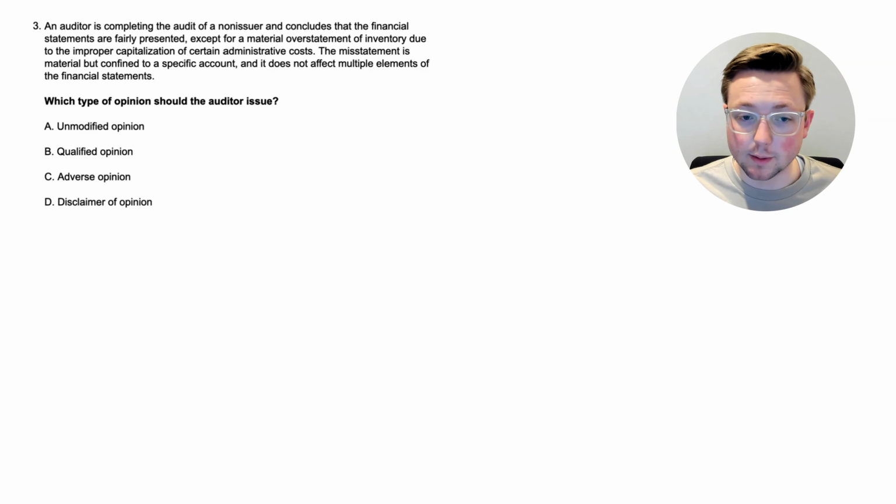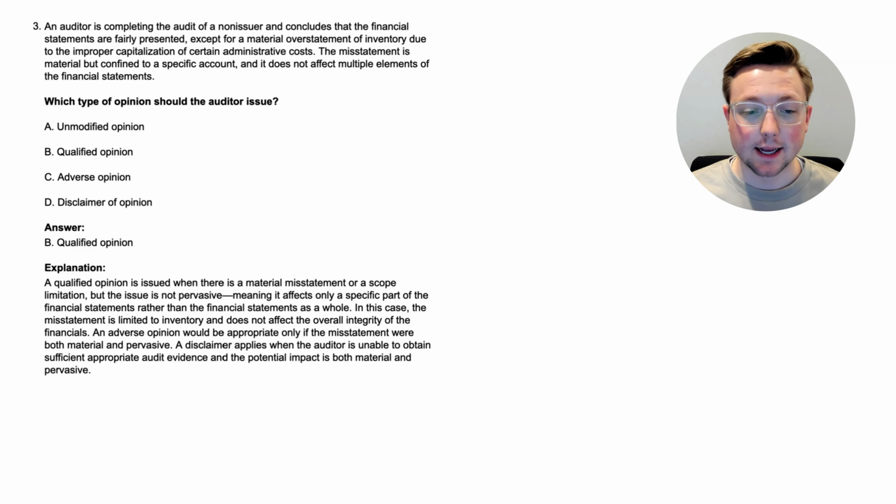This is different than what we've talked about so far. Is it still an unmodified opinion? That was option A. Is it B, qualified opinion? Is it C, adverse opinion? Or is it D, disclaimer of opinion? So they're presented fairly mostly, but there is one material overstatement. So what is this going to be? If you have an idea, that's great. Pause the video. If not, let's go ahead and take a look at the answer together.